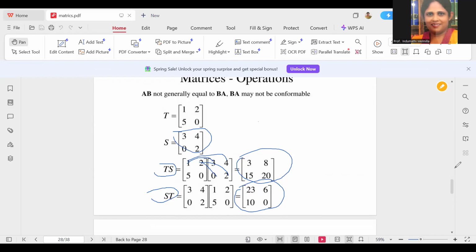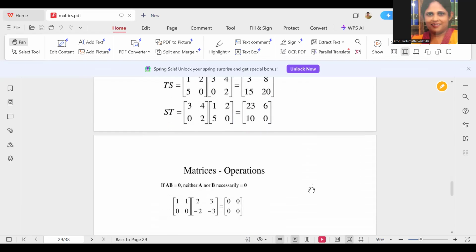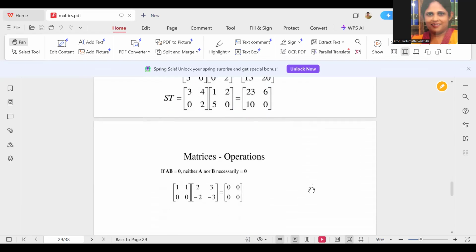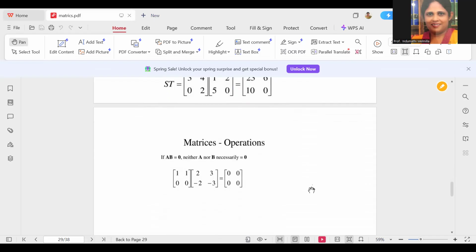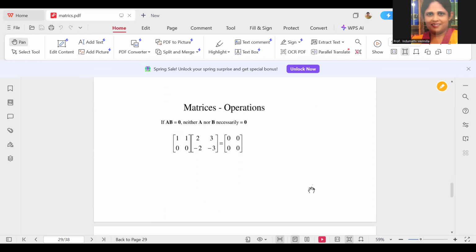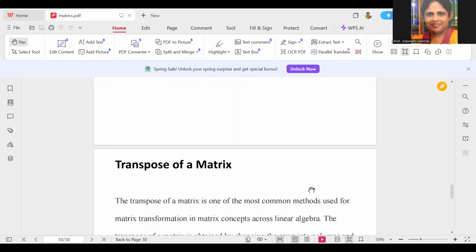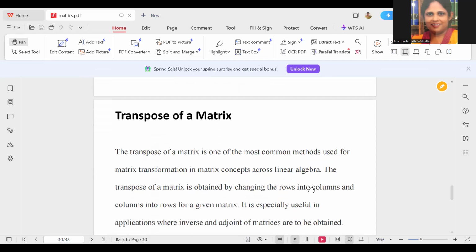Next one. So this is one of the operations. You can go through this one, because it is multiplying by the identity matrix. And this is another important one, the transpose.